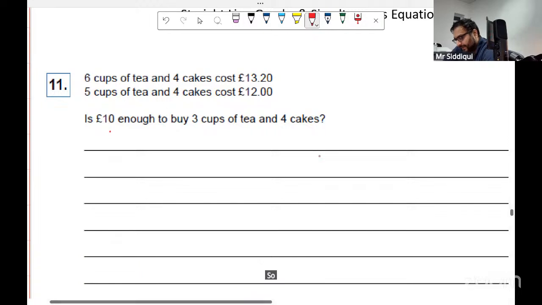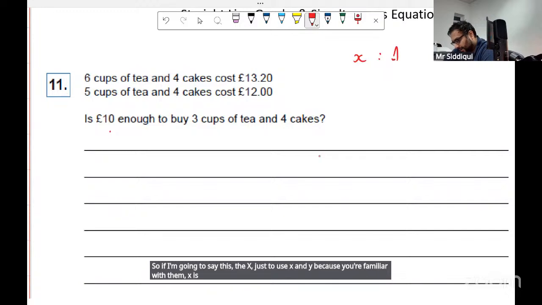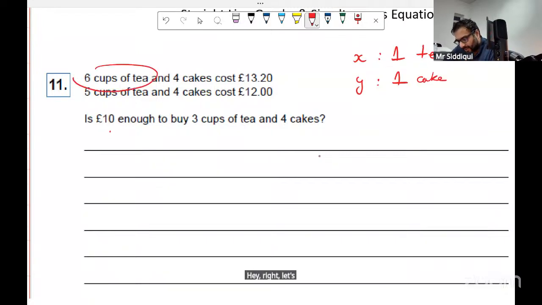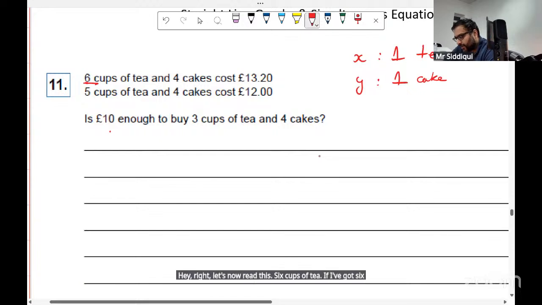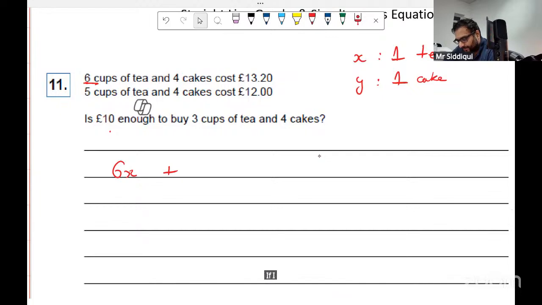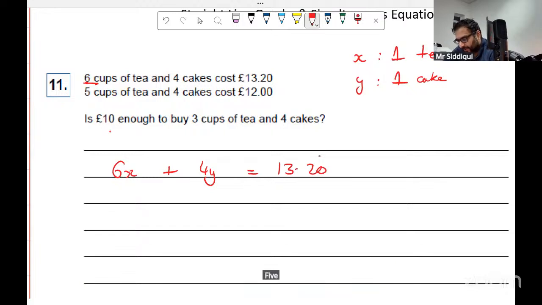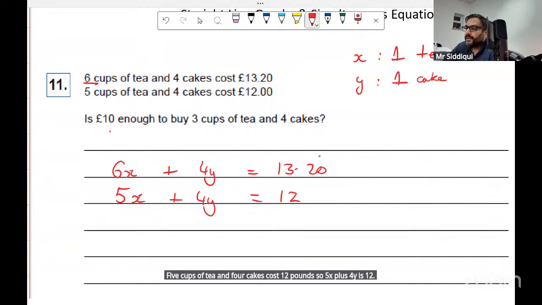So if I'm going to say this, that x, just to use x and y because you're familiar with them, x is the cost of 1 tea, and y will be the cost of 1 cake. Right, let's now read this. 6 cups of tea. If I've got 6 cups of tea, then the cost of it is 6x. If I've got 4 cakes, then the cost of 4 cakes is 4y. And the total cost, they've said, is £13.20. 5 cups of tea and 4 cakes cost £12. So 5x plus 4y is 12. So that's what you want to get to in this question.